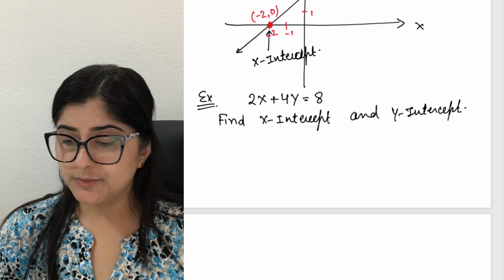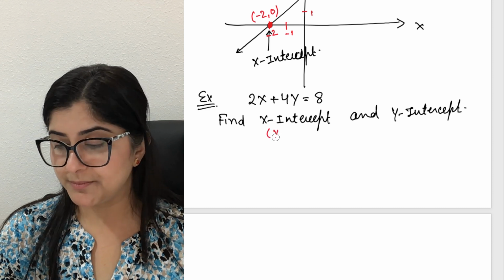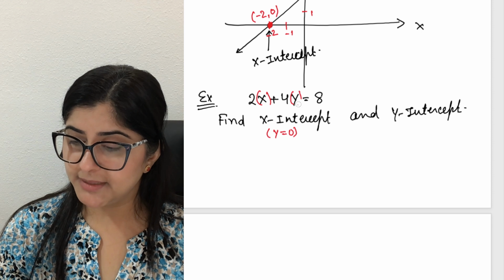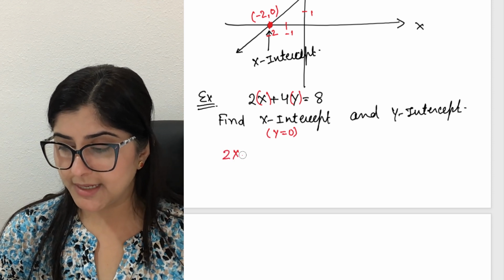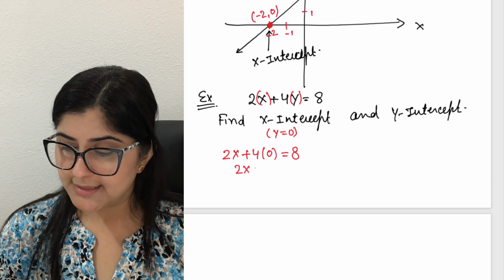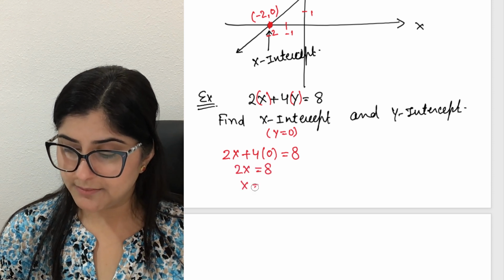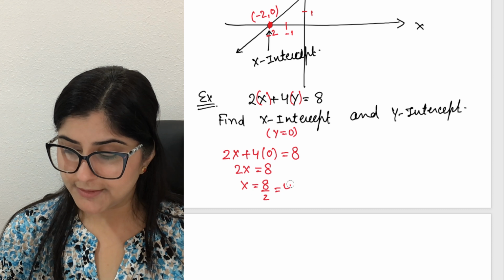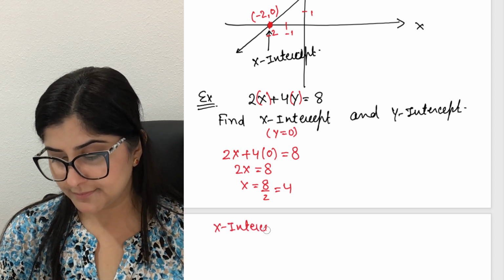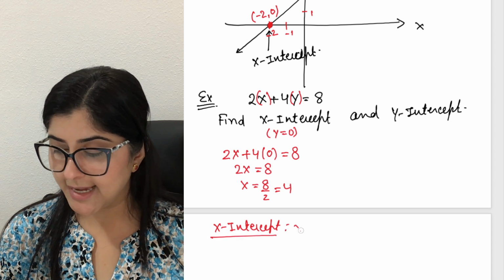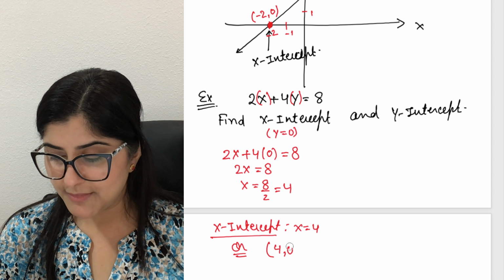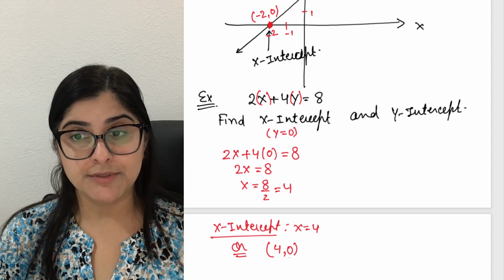We just learned that to find the x-intercept, we have to replace y with 0. In this equation, let's replace y with 0. You get 2x plus 4 times 0 is equal to 8. 2x is equal to 8. Divide both sides by 2. We get 4. So the x-intercept is, either you can write x is equal to 4, or you can say the x-intercept is (4, 0), x value 4, y value 0.